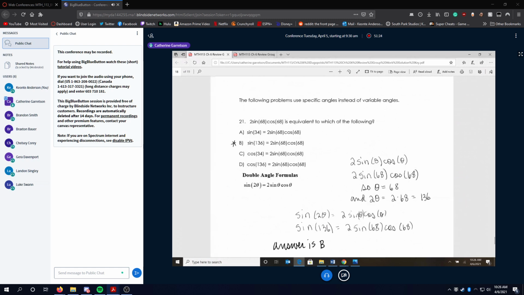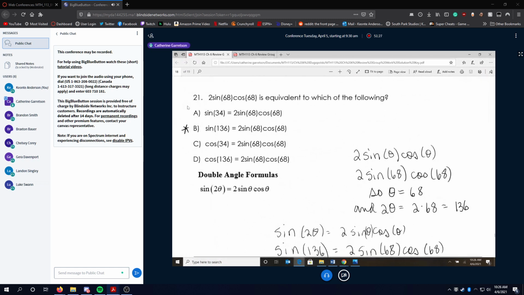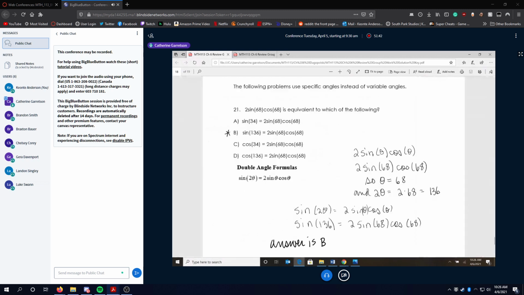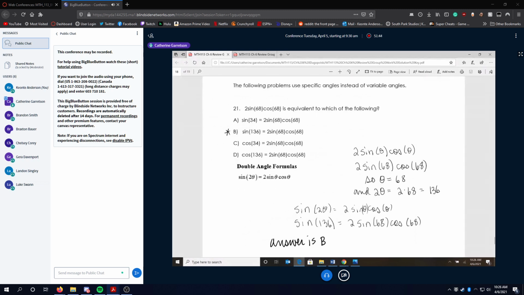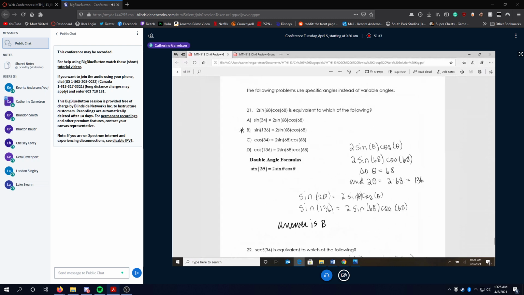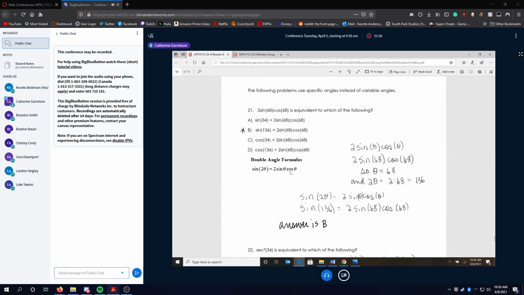Now here's another one. If I had 2 sine of 68, cosine of 68, which one is equivalent? This is actually, to me, harder when you're using numbers as opposed to formulas. This is the double angle identity that says 2 sine of the angle times cosine of the same angle is equal to the sine of double the angle. That 136 is double 68, so B is the correct answer.